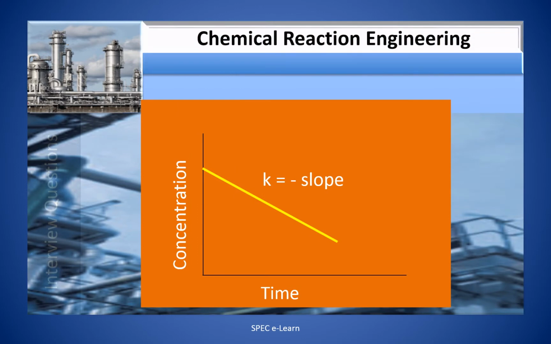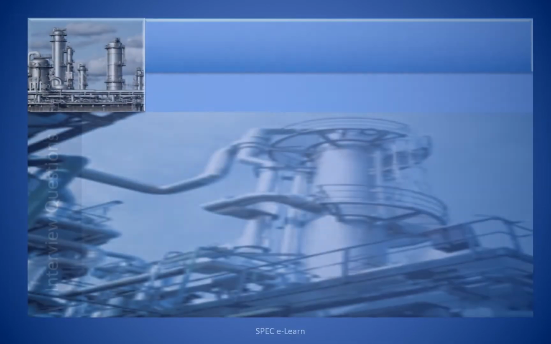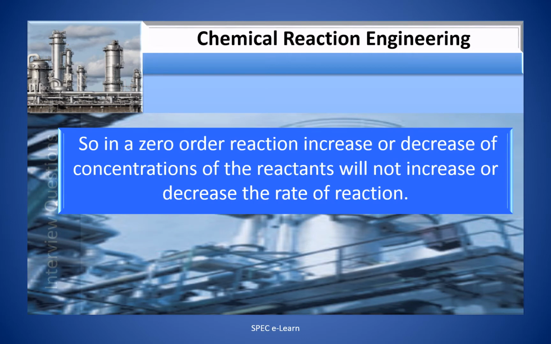A plot of concentration versus time can be made as shown in this figure. So k is the negative slope of the line obtained. So in a zero order reaction, an increase or decrease in the concentration of the reactants will not increase or decrease the rate of reaction.